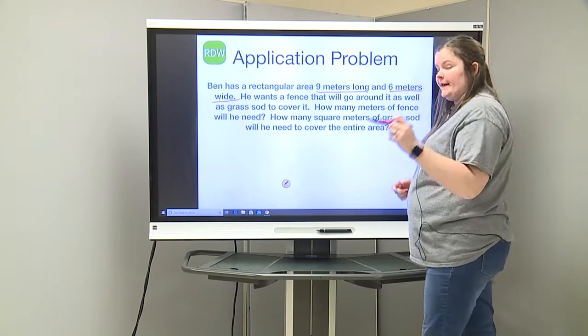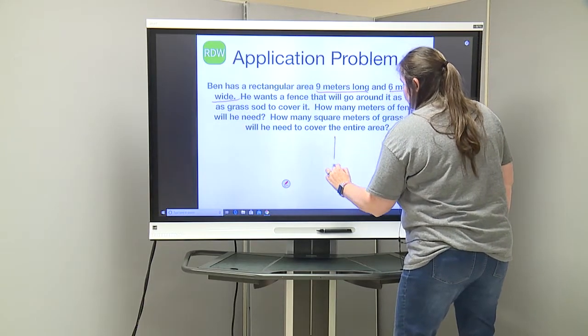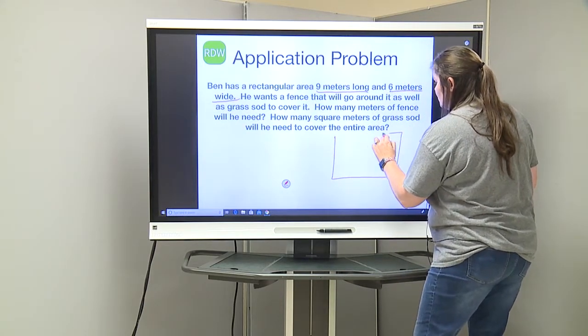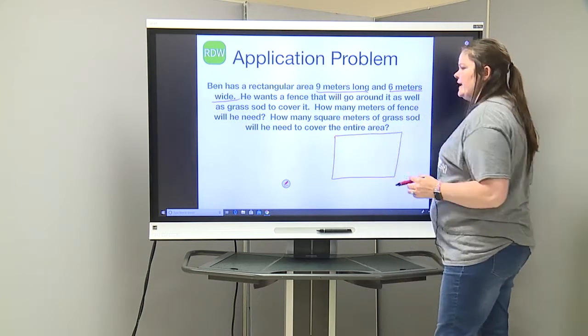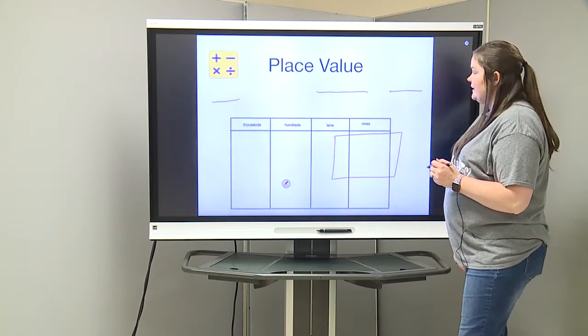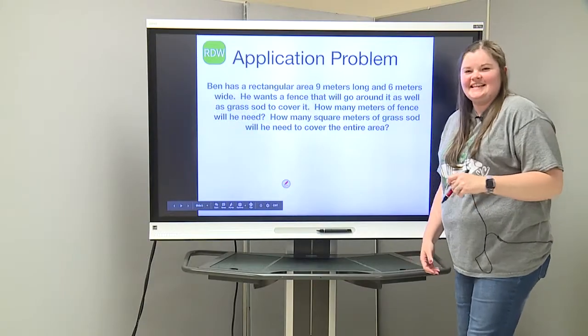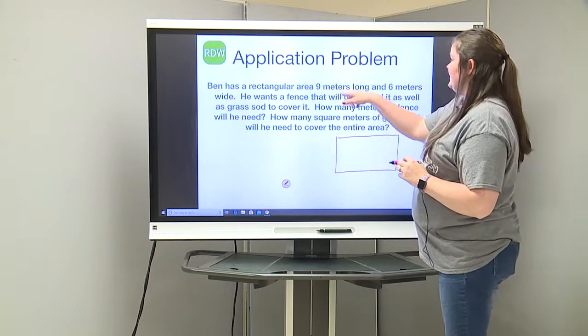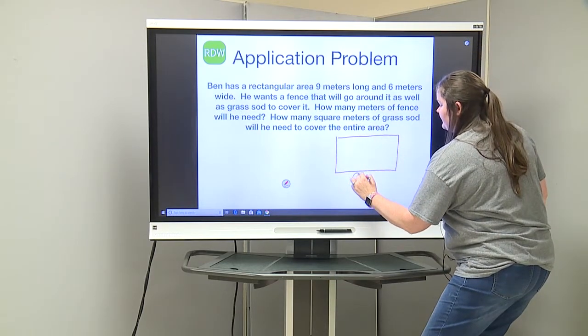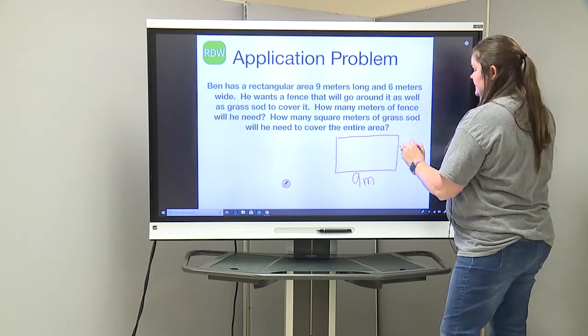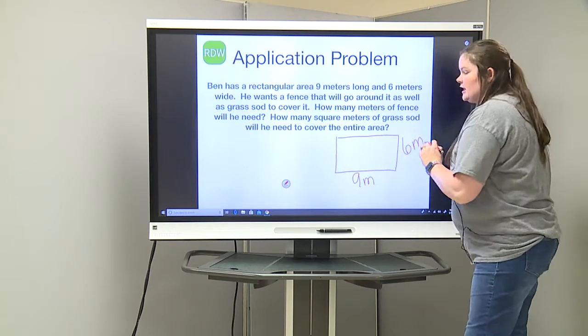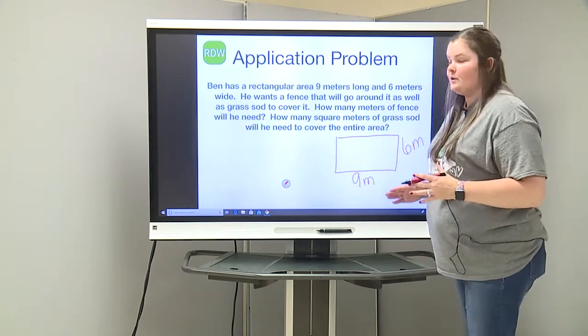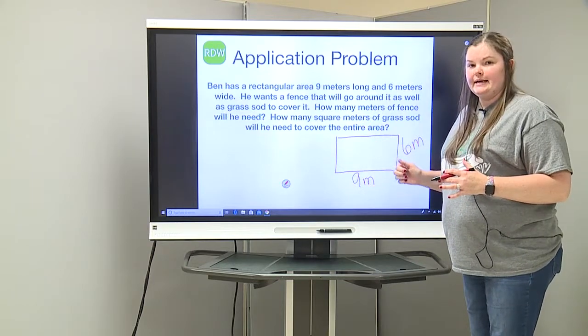So I'm going to just draw a picture too. That's always going to help me. I'm going to draw a rectangle here because it tells me it's a rectangular area and it's 9 meters. Let's try this again. I'm going to draw the picture again. Again, he has a rectangular area that's 9 meters long. I'm just going to put that down there, and it's 6 meters wide. And it's always important to label our picture so that we can see it as we are working it out.